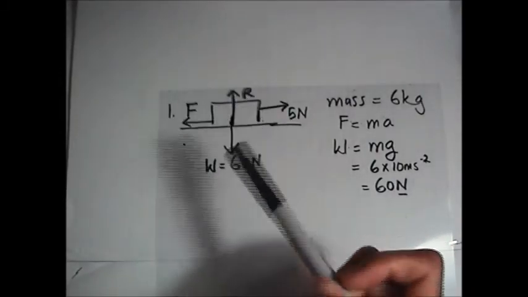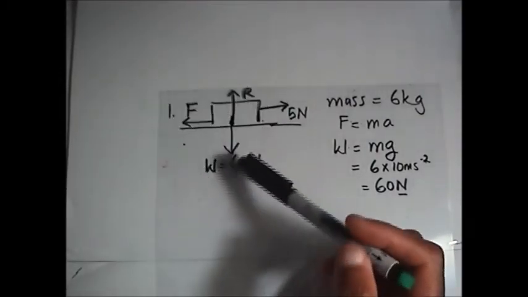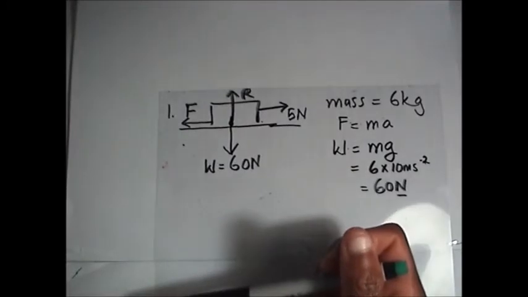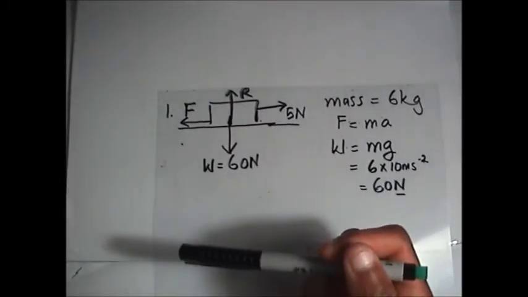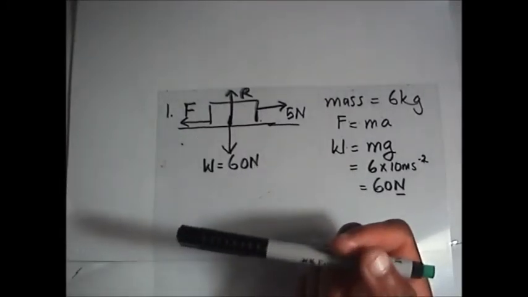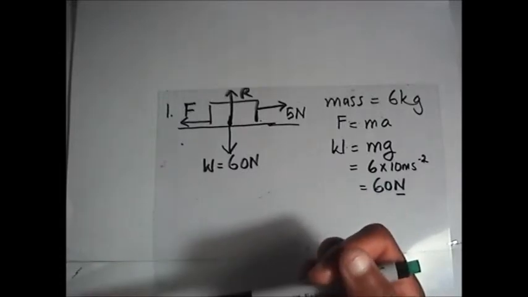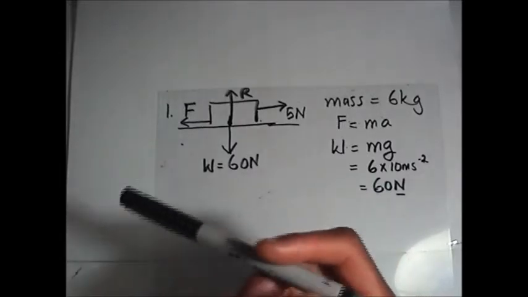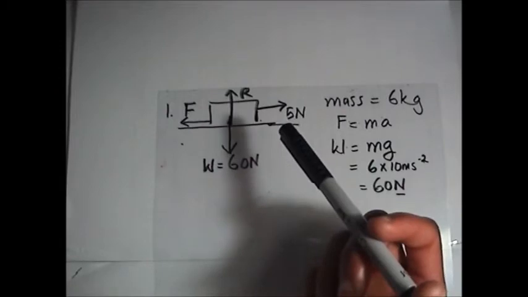So this is the situation. This block is not moving. Let's think of a situation where this block is not moving. It's remaining in its state of rest. What does state of rest imply? It implies there is no resultant force. No resultant force implies what? The forces are balancing each other out.